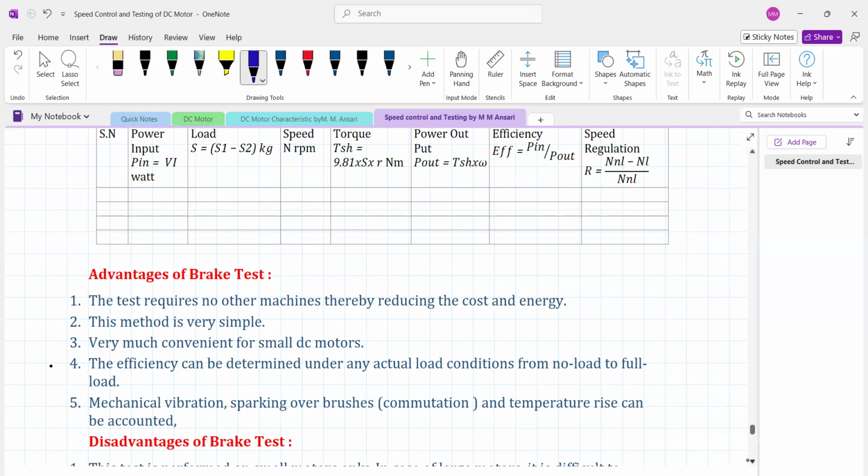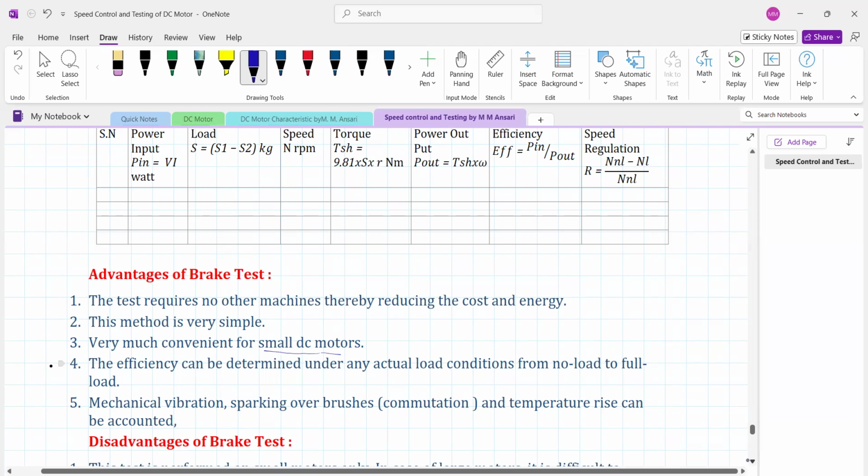Similarly, it requires the mechanical load. So this test requires no other machine. The first point is that it does not require any other machines. Only the machine under test is used. Therefore, the cost and energy will be small. But this method is very simple, very convenient for small DC machines, not for higher capacity motors.